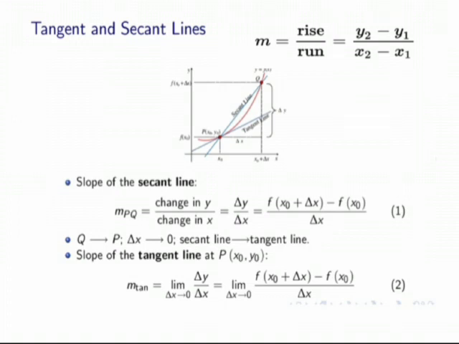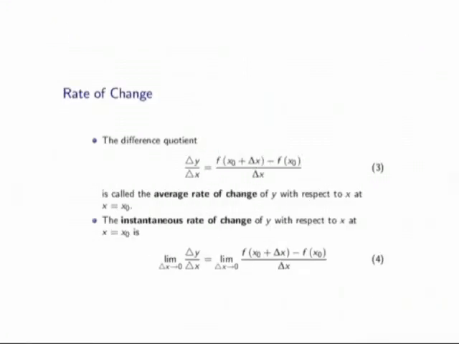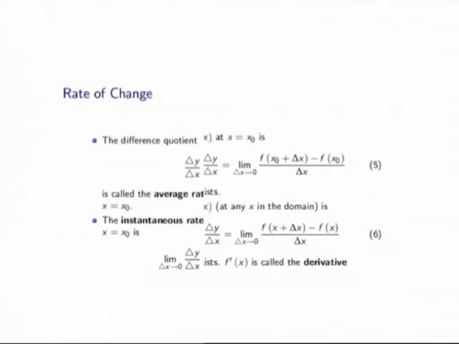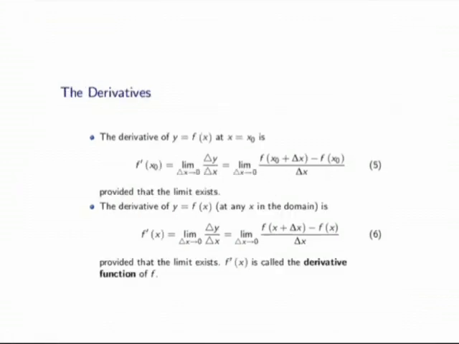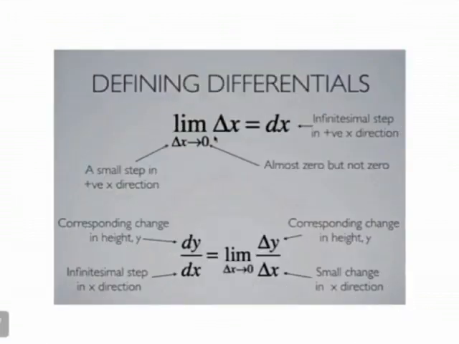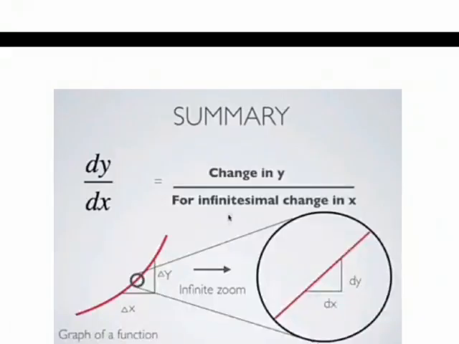Therefore, the slope of the tangent is called the instantaneous rate of change because it represents a rate at a point, not between 2 points. This is also known as the derivative of y with respect to x. So, derivative means dy by dx, that is the limit as delta x tends to 0 of delta y by delta x. Therefore, dy by dx is the change in y for an infinitesimal change in x.